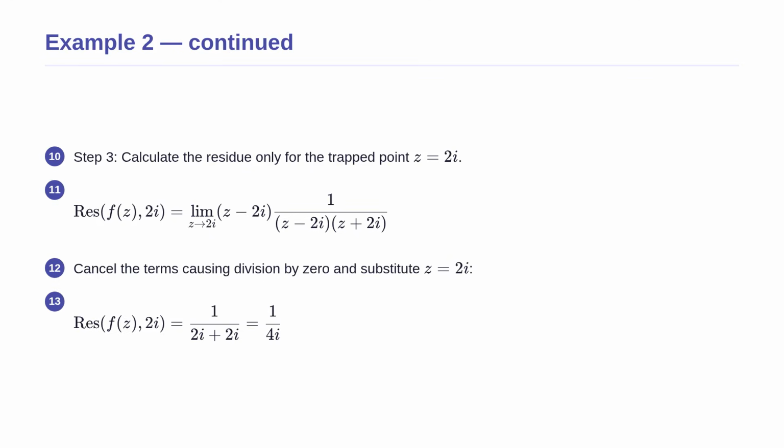Because only one point is trapped, we only calculate the residue for the point 2i that is inside the loop. We multiply the function by the term associated with this specific pole, z minus 2i, and take the limit. The terms causing the division by 0 cancel out nicely, leaving a safe fraction. We then substitute the value of the singular point into the remaining expression. This gives us a fraction with an imaginary number in the denominator, 1 over 4i. This is the residue for our single trapped point.